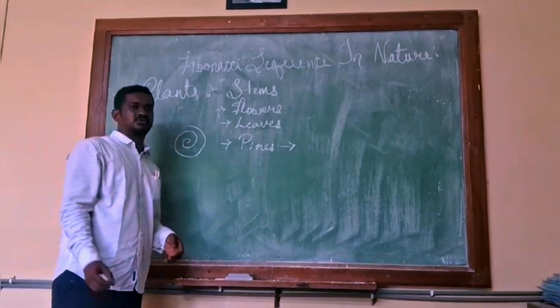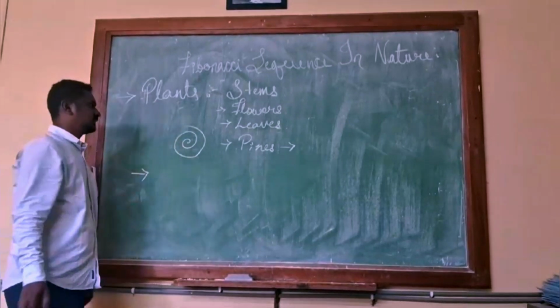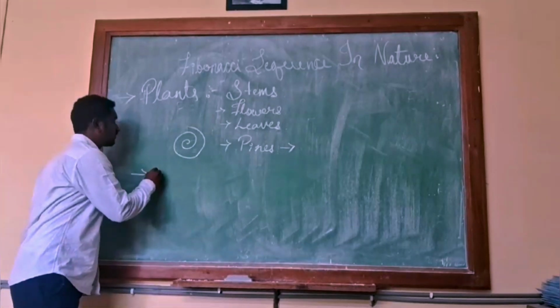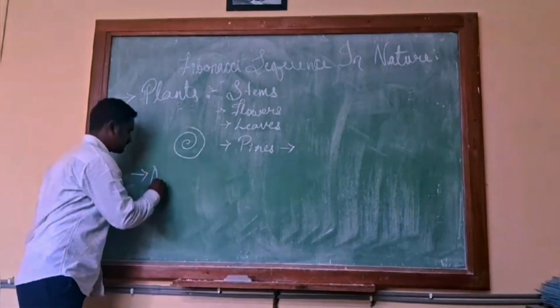In flowers like roses also, the petals are distributed away from each other. And apart from that, today we are going to speak about animals.